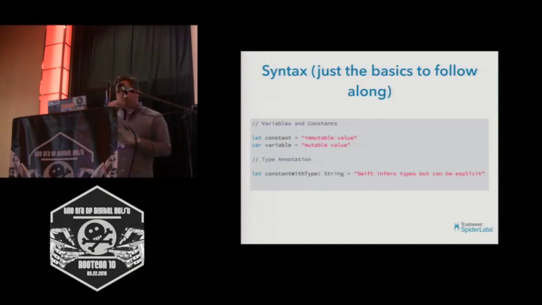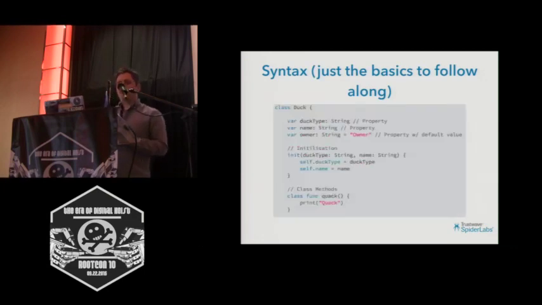So syntax, just a few basic things so we can follow along. You've got constants and variables. Using the let keyword, you can have an immutable value, and then var for variable, pretty straightforward, for a mutable value. Swift infers type, but you can also be explicit with your type annotation, with the colon and then string, very similar to Rust and whatever.